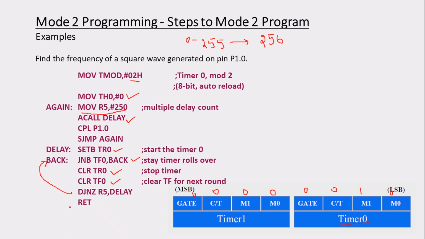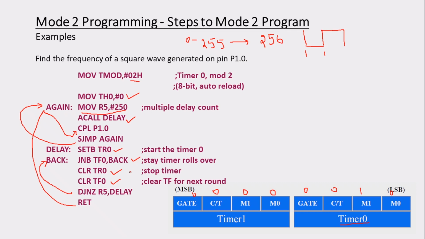Since they have asked us to generate a delay with a square wave, this particular delay is being generated for half of the time, so again we need to complement. Once the register value is 0, I'll come back here, complement, and then again roll back to this part. This is a subroutine program, and this is a nested loop form.